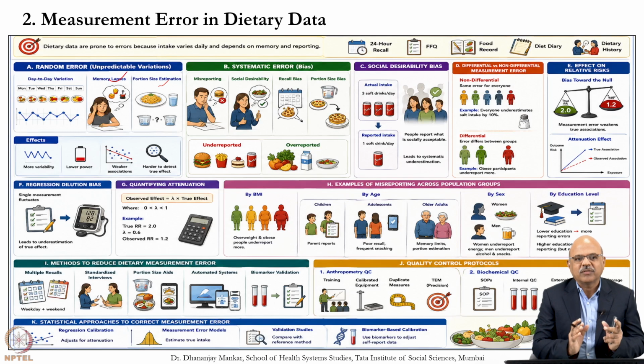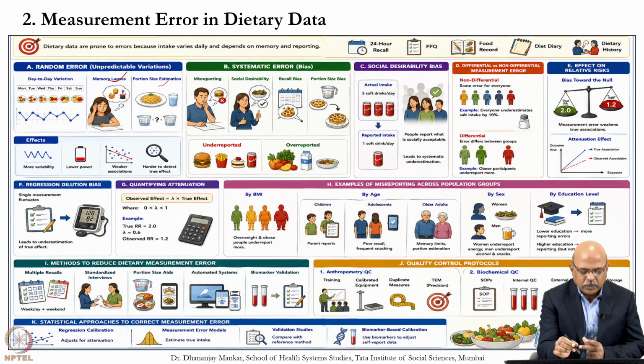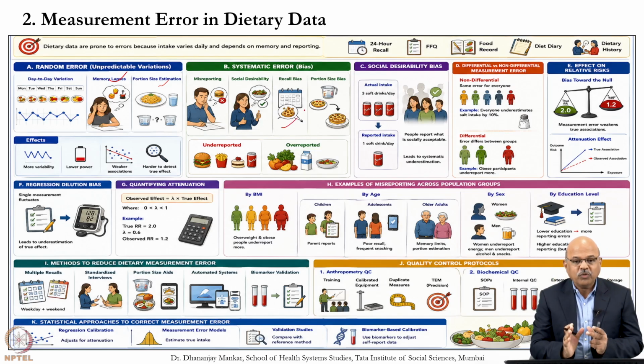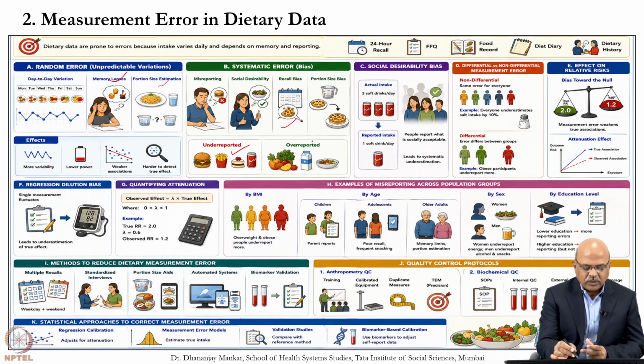So random error is very unpredictable. Then come systematic errors. It's like a bias, like misreporting, social desirability, for example when reporting cookies or fats, or sometimes fatty food or junk food. So social desirability is a very systematic error. Recall bias is more like a strain placed on memory, so recall bias is also there. Portion size is something I understand in terms of household measures, so underreporting versus over-reporting.